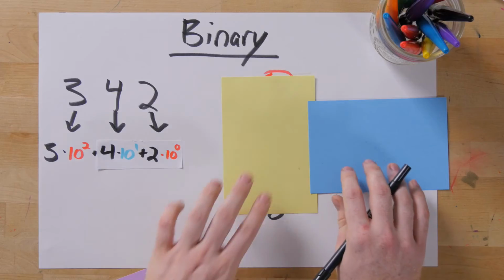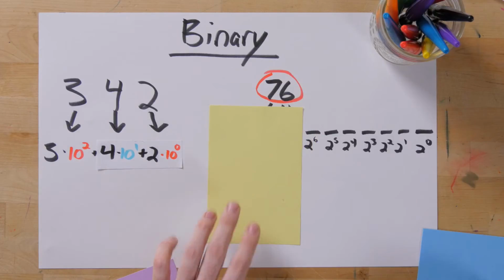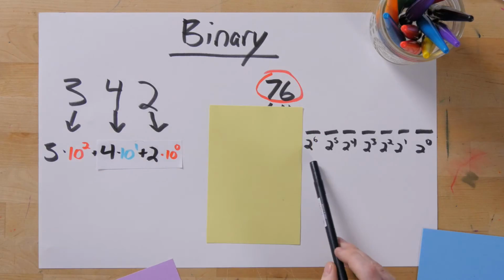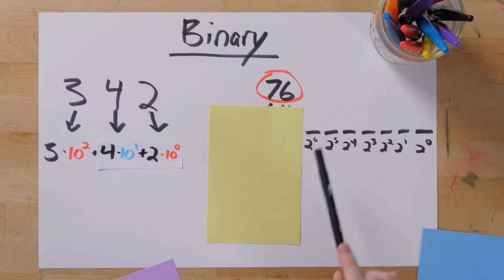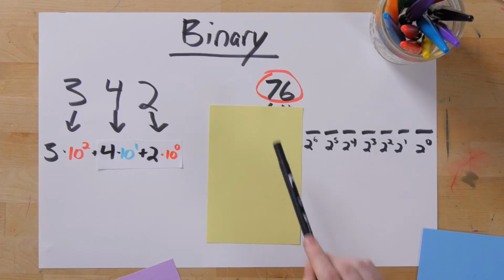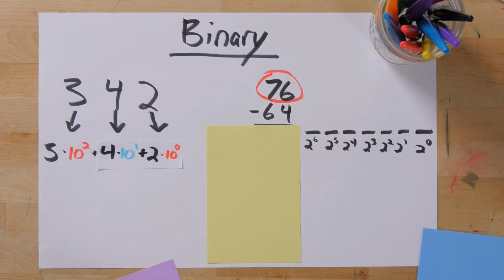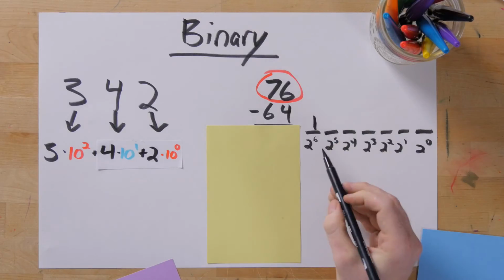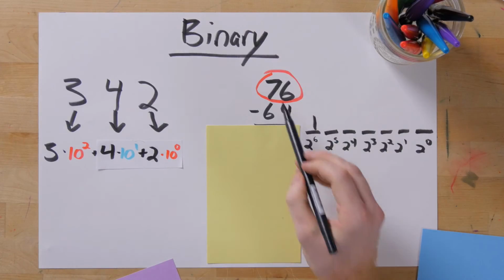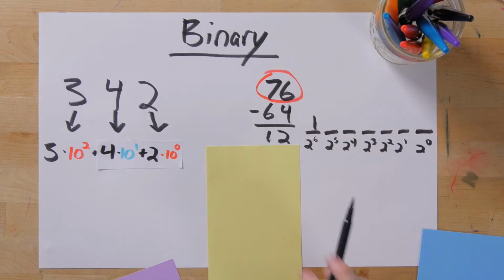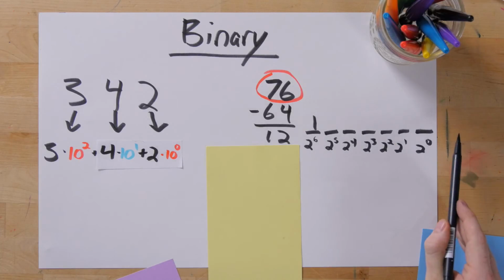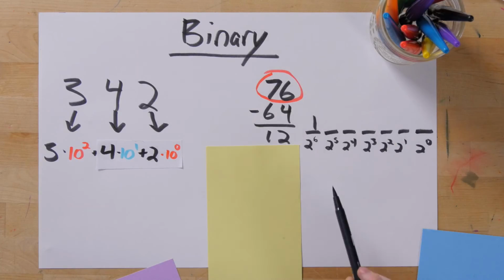To convert a number from base 10 to binary, we need to figure out what is the biggest power of 2 that's below our number. So if we're going to convert 76 to binary, the biggest power of 2 below that is 64. So I put a 1 where 2 to the 6th is, which is 64, and I subtract. That leaves me with 12. And then I just work my way down, putting in zeros and ones if the number fits.